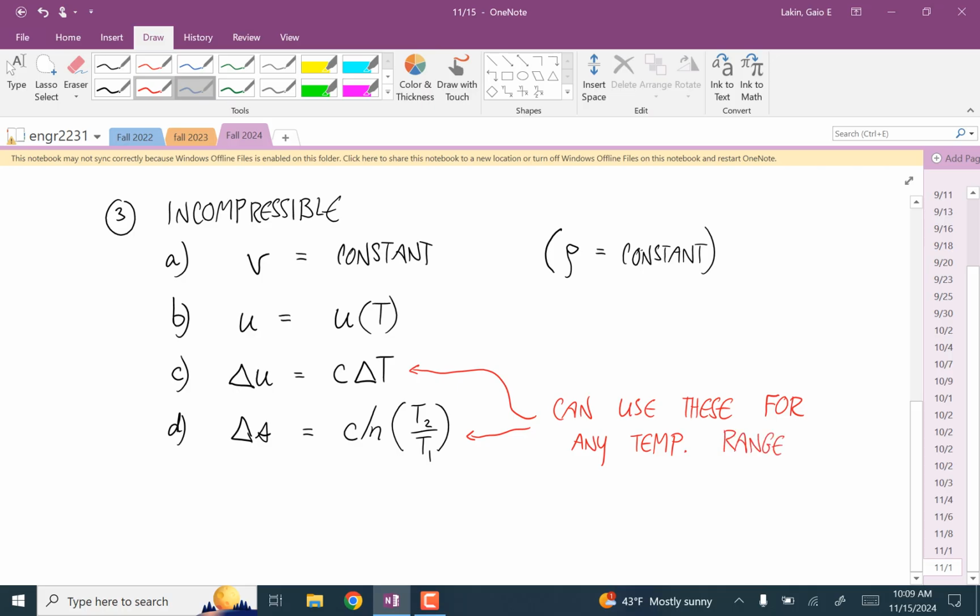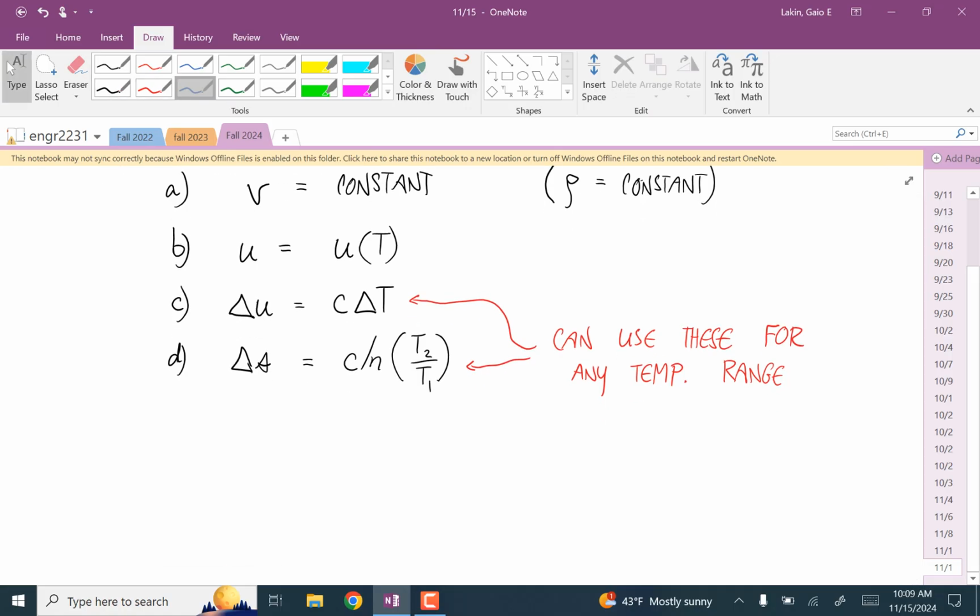But that's just in contrast to when we talk about ideal gases, we have a bigger change in specific heats over a given temperature range. And so you have to be more careful about using this type of calculation. Okay, fourth, for ideal gases.